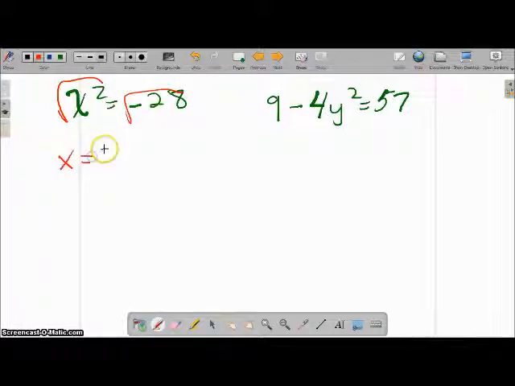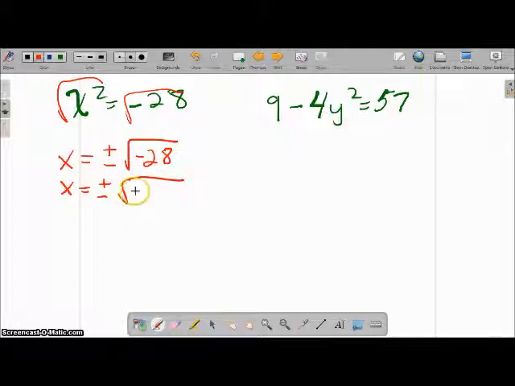So x is going to equal plus or minus the square root of -28. We pretty much did this last section. Here's the problem. There's a negative number under here, but we're just going to break down what's inside the radical like we did in the section before. I know that -1 times 28 gives me -28, so I'm going to break out that negative. Always do that. And I also know that 4 times 7 gives me 28.